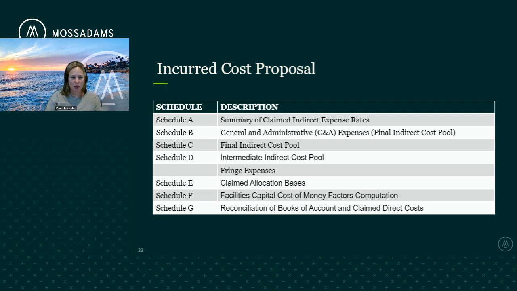Schedule D is going to be any intermediate pools that you have. So if you have a facilities pool or a home office, that will go under Schedule D. The schedule in between D and E is a fringe schedule. It doesn't have a letter, but that's going to be your fringe expenses.